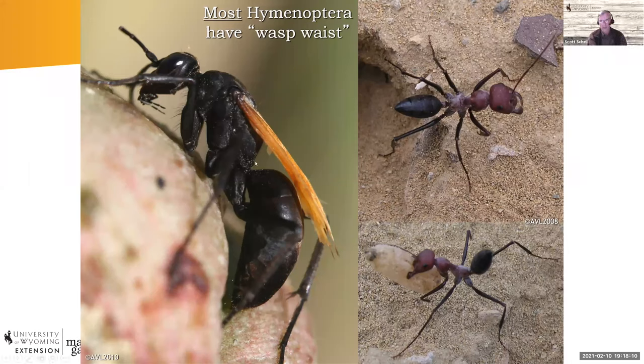And then other hymenopterans that have wasp waists, such as this hunting wasp, have a very narrow constriction between their thorax and their abdomen. So that's what that always referred to, this narrow constriction. So you can see here these wasp waists.